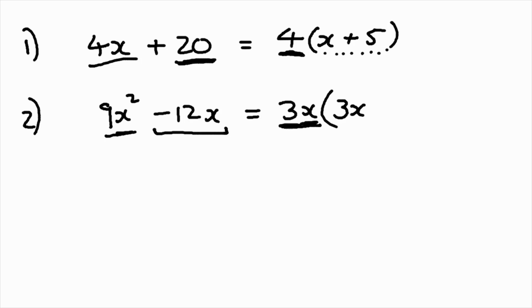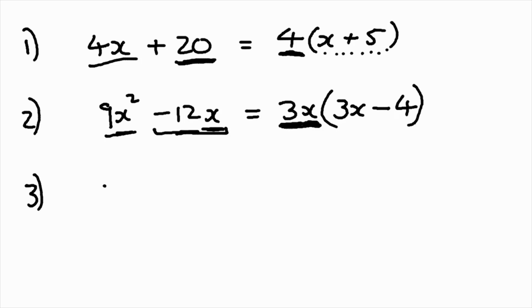Next, we're going to look at what do we have to multiply by 3x to give us minus 12x. To get that negative, we're going to need a negative here. Look at the numbers first. What do we multiply by 3 to get 12? That would be 4. Now we've already got our factor of x here. We only have a factor of x here, so we can close our brackets.